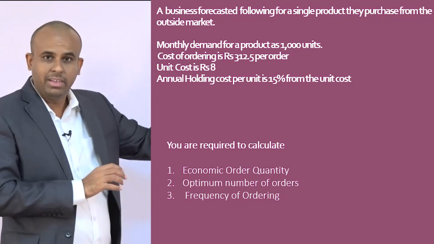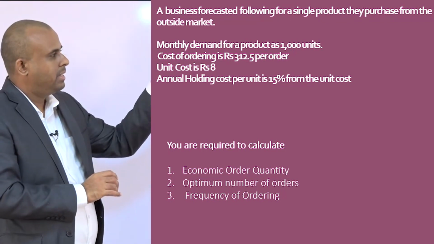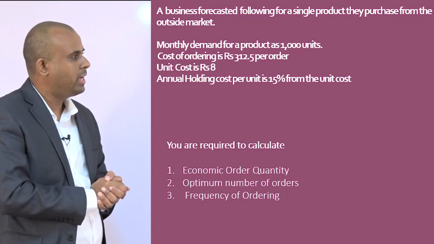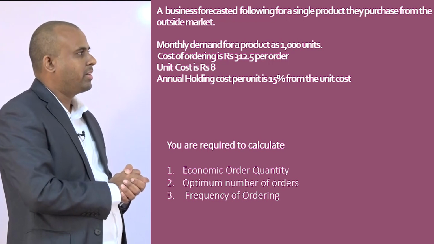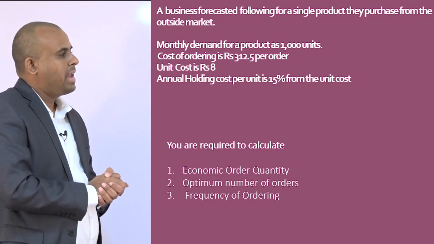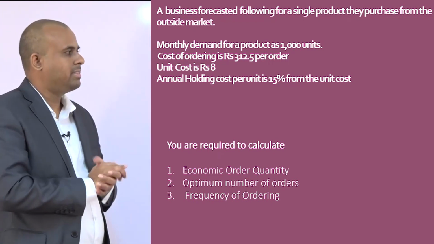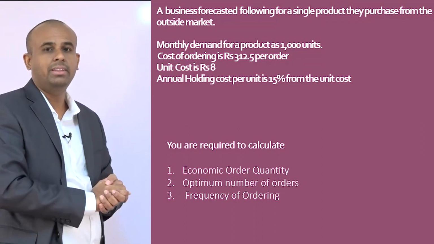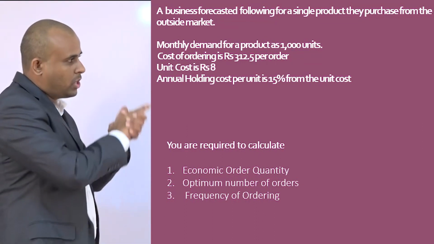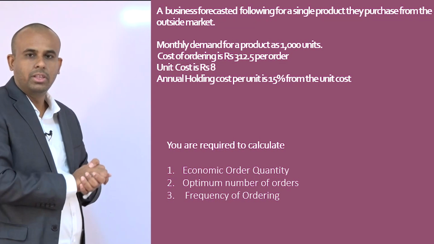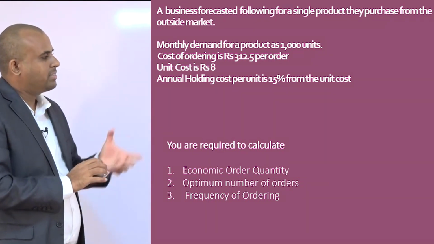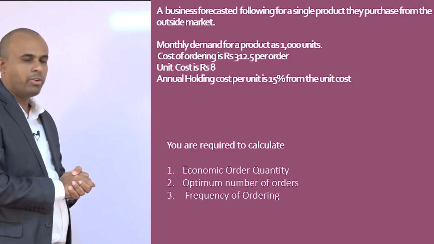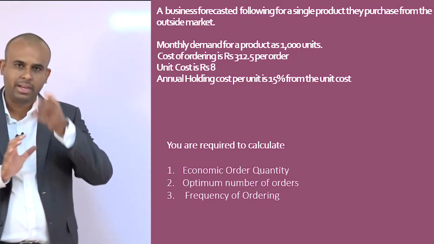And so then we'll see, right? Okay, in the next one they say the cost per order is Rupees 312.5, and unit cost is 8. Holding cost they are given in this question as a percentage of what? Cost of the unit cost of the product, right? Now they are asking you to calculate the reorder quantity, the number of orders, and the frequency of ordering, right?